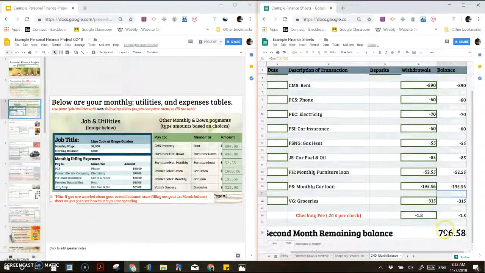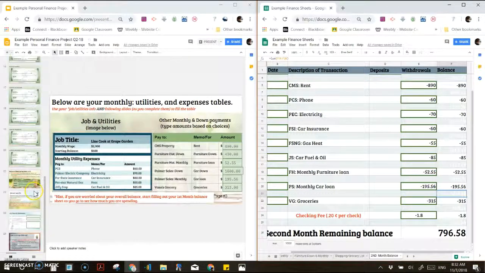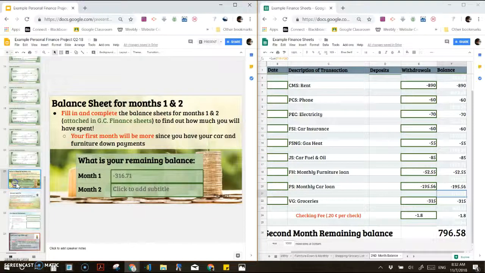Now, have I pulled myself out? Yep, I have a remaining balance of that month for $796.58. You're going to want to put some of that money into savings. You're going to want to put some of that money into future emergency expenses, but now you can see that you are able to pull yourself out of debt when you don't go buying large pieces of furniture or cars right off the bat with down payments.